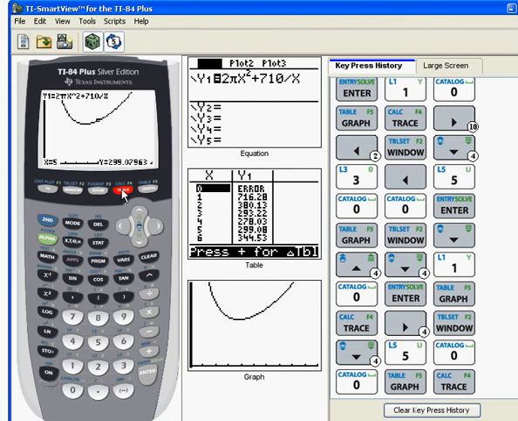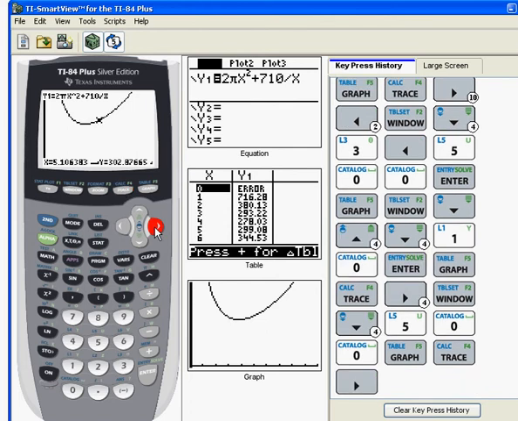So for example, if X is 5, remember X was the radius. So what this is saying is if the radius of our can is 5 centimeters, we can expect a surface area of 299 centimeters squared, right? Now what you'll notice is that you can move right and left on this.